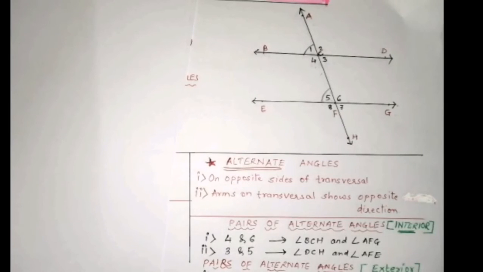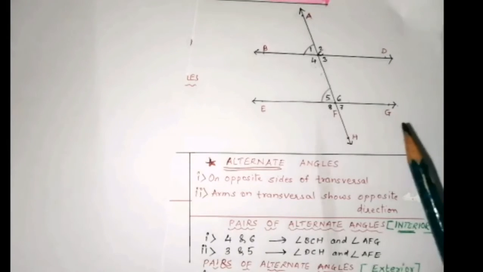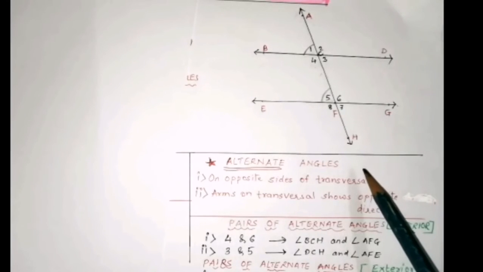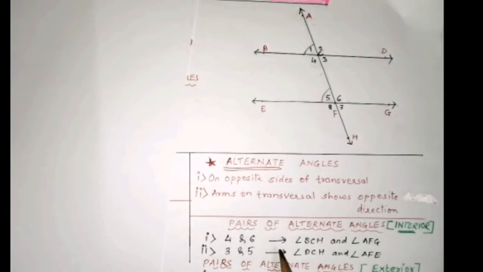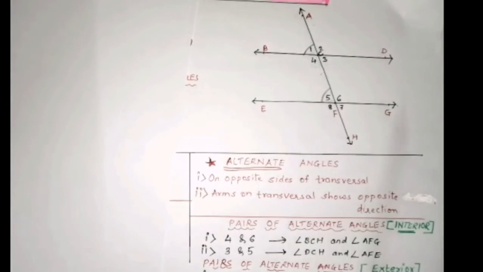Now let's see what are alternate angles. Alternate angles are on the opposite sides of transversal. Means one angle will be to the left, then other angle will be to the right side. And the arms on the transversal show the opposite direction. One will be upside, so other will be downward side. So we will see which are the alternate angles in this figure. There are two types of alternate angles, interior and exterior. So first we will see what are the interior alternate angles.